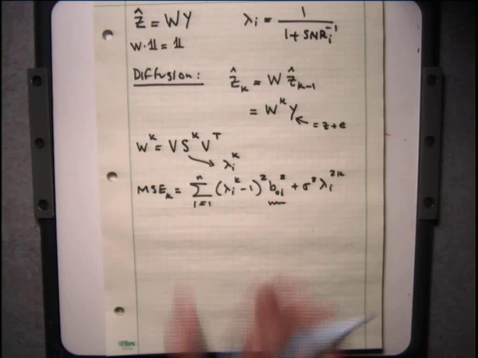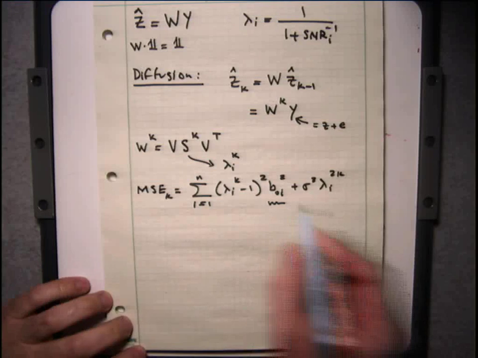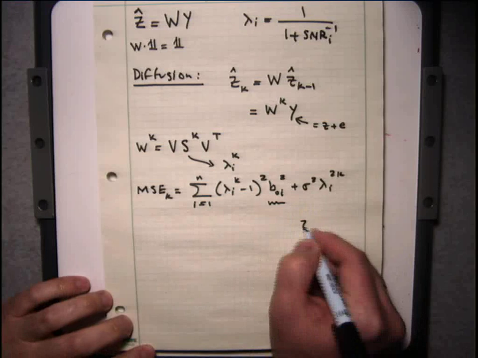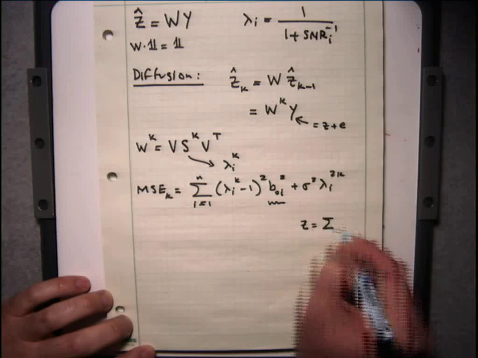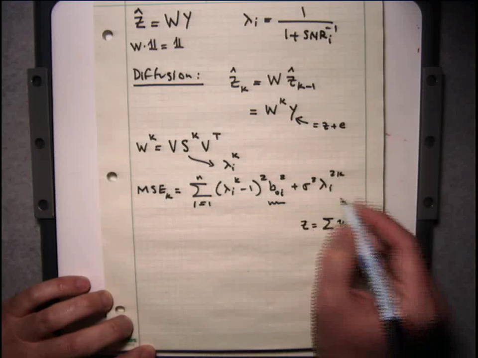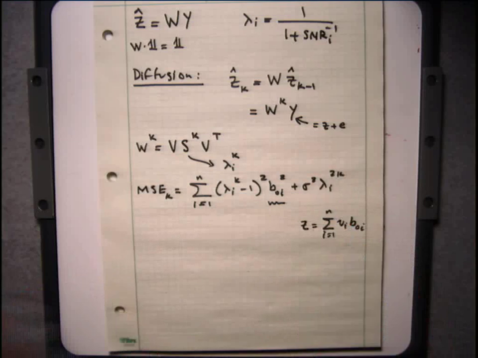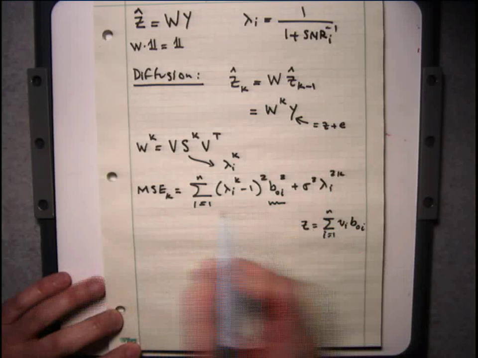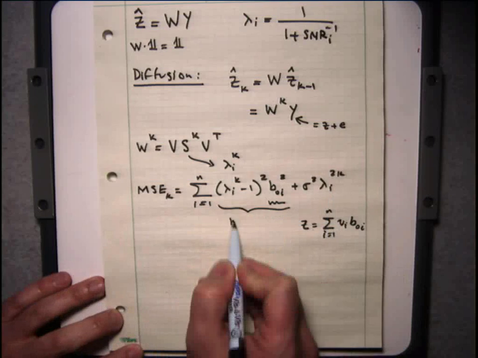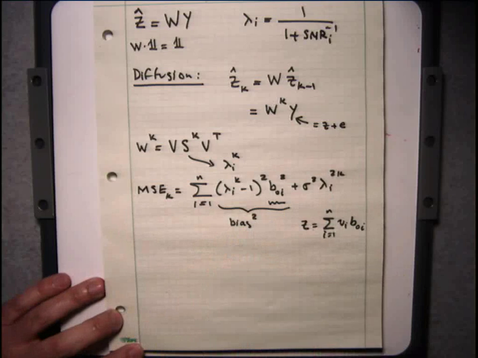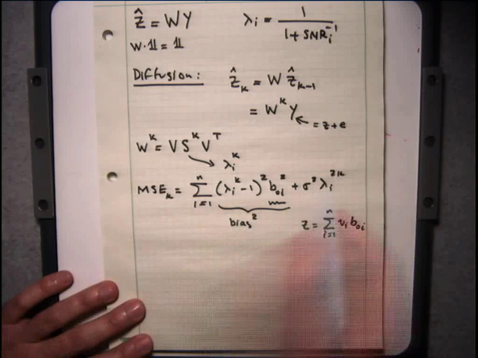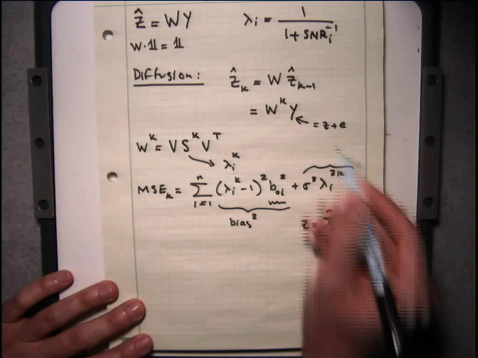Okay, so here's the mean squared error. And if you remember, you write the vector Z as the sum of the columns of V, which are V_i, times these coefficients b_0i, i equals 1 to n. And I told you these V_i's are basically like the Fourier basis, and the b_0i's are like the Fourier coefficients. Okay, so this thing has two pieces. This piece here is the bias squared as a function of iteration. And this piece here is the variance.